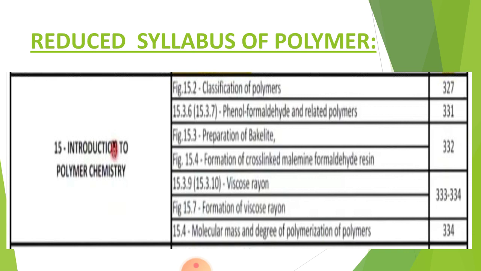Then phenol formaldehyde and related polymer, in that bakelite preparation, melamine formaldehyde resin, viscose rayon, formation of viscose rayon, molecular mass and degree of polymerization of polymer has been reduced. Go to the textbook, cancel all this part. All this part has been reduced for this year only.